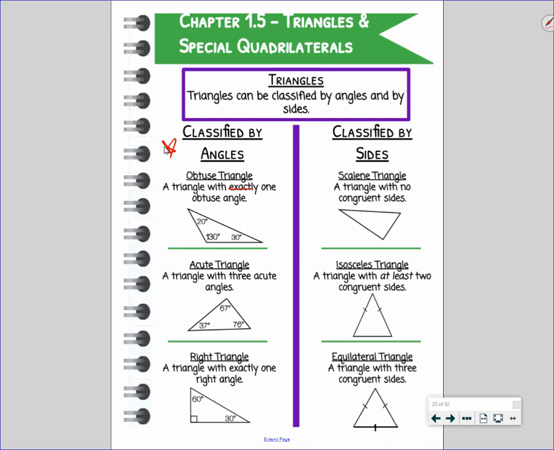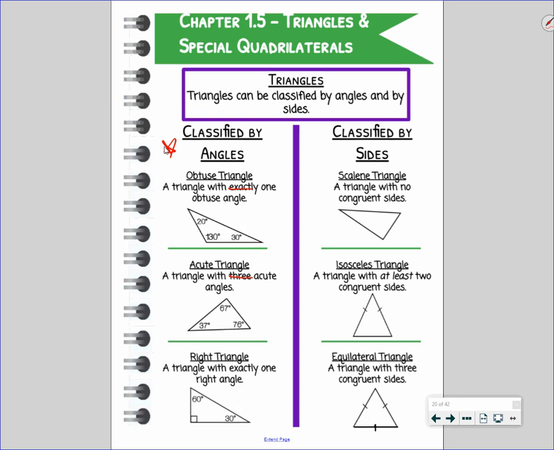An acute triangle has all three acute angles. And a right triangle, again, has exactly one right angle, just like the obtuse. If I had two right angles, it would look like this, and the ends would never come together to make a triangle. So that's classifying by angles.